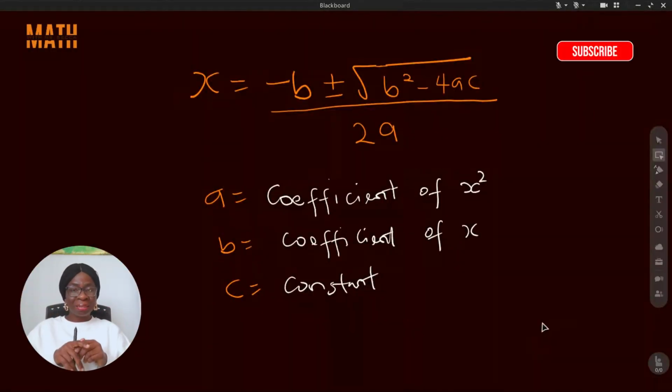The formula is x equals minus b plus or minus the square root of b squared minus 4ac all over 2a, where a is the coefficient of x squared, b is the coefficient of x, and c is the constant. This is the master key. You just plug the numbers in and twist.